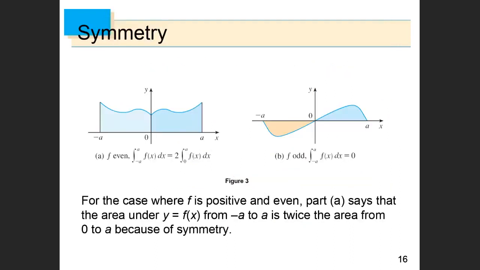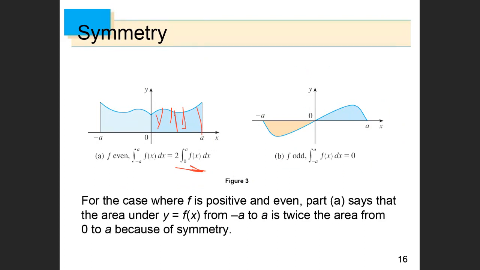Okay, look here, for example, to find the area under this shape, you can find the area of this one piece, and then just multiply that result by 2. That's what we're trying to say here when it comes to symmetry. Is an integral from 0 to a, and then multiply that times 2.